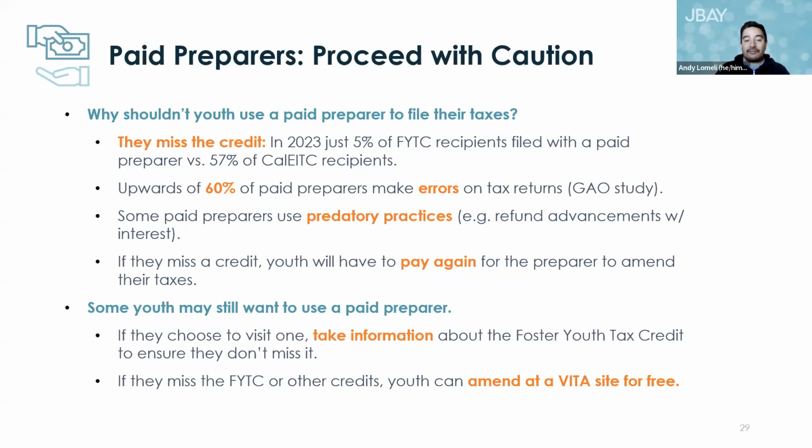And lastly, if a tax preparer makes an error, or one of those errors that we talked about before, or if they miss a credit, if they miss a foster youth tax credit, youth can go back to the paid preparer, but they have to pay again. They have to pay another fee for the preparer to make an amendment to their taxes. So again, that's just more money coming out of the pocket of the youth to ensure that their taxes are filed accurately.